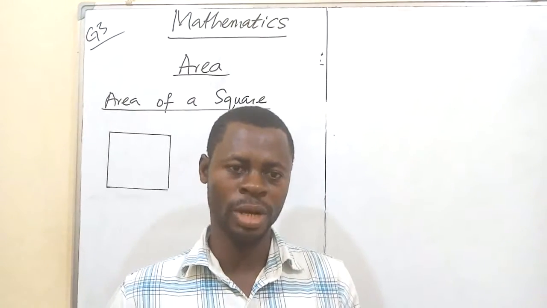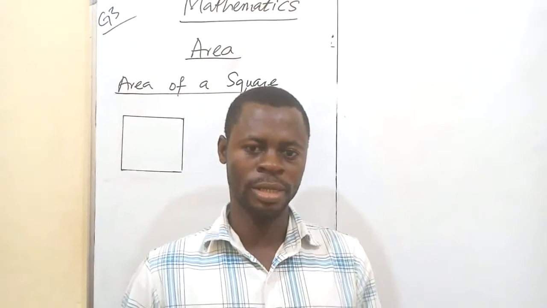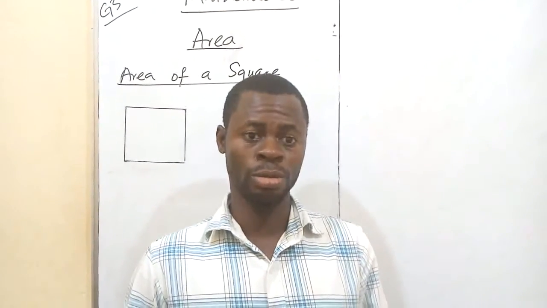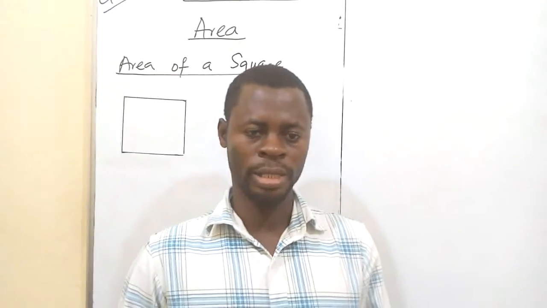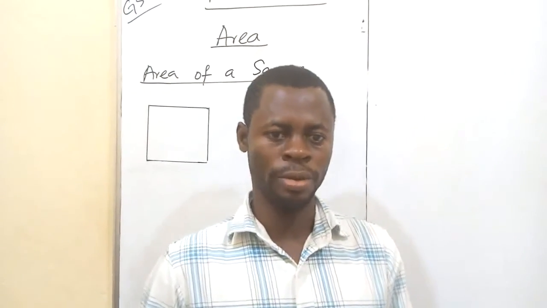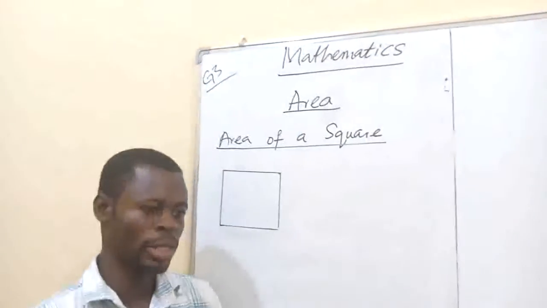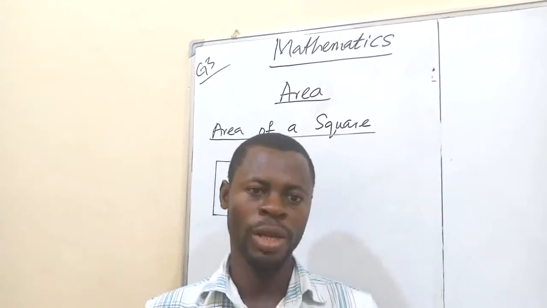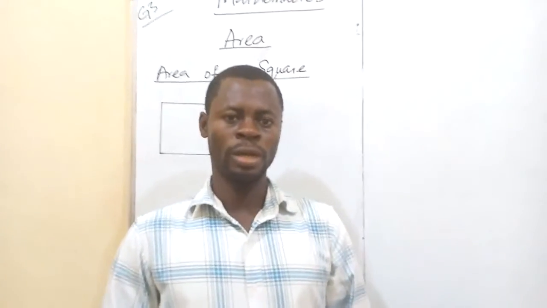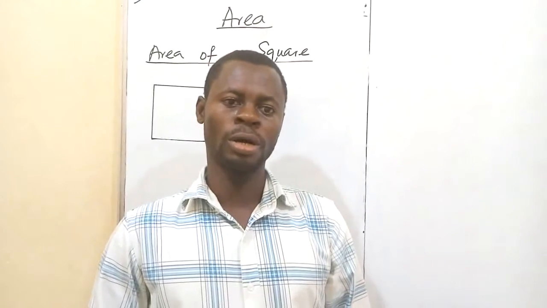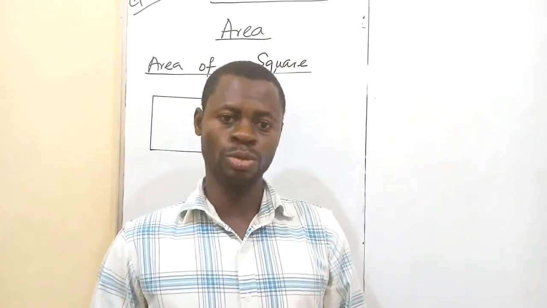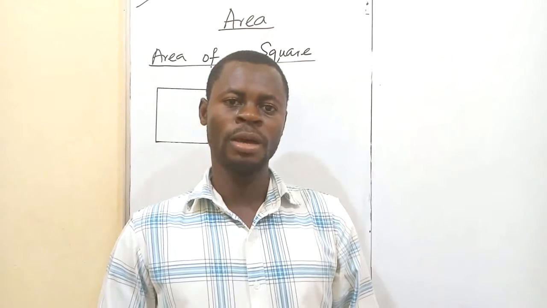Alright, you're welcome once again to our class on mathematics, and today we're going to continue from where we stopped last time. Remember, we are still on area. Our topic for last week was on area, where we learned the definition of area, or the area of a shape, and also we carried out calculations on the area of a rectangle, and then we looked at two methods of calculating the area of a rectangle: the formula method and counting the squares method.